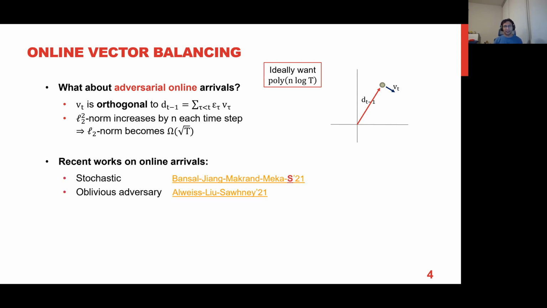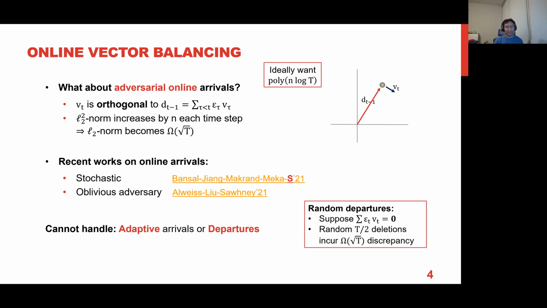However, there are some recent results where they assume something about the adversary. In particular, the adversary is not fully adaptive. Either the adversary is stochastic, maybe the vectors are being drawn from some underlying distribution, or the adversary is oblivious, meaning it cannot see what colors we've assigned till now. So one has to make some assumptions, and then polylogarithmic in T guarantees are possible, which have been shown in these recent works.